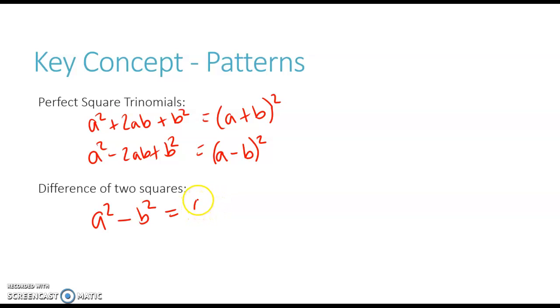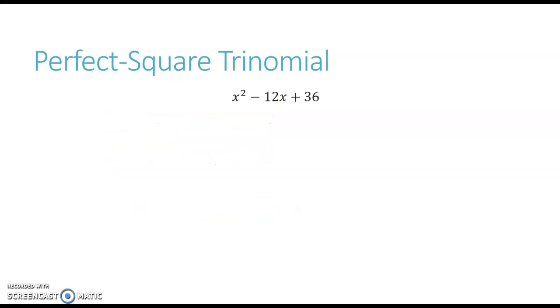So if you have the difference of perfect squares, you're going to do a plus b times a minus b. Like I said, to me, it's the easiest one to recognize because it's not a trinomial, it's a binomial, and you're just looking for perfect squares with a binomial that are subtracting. So, all right, let's practice.